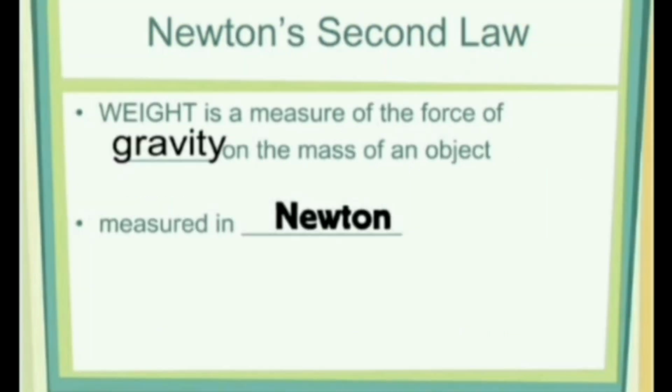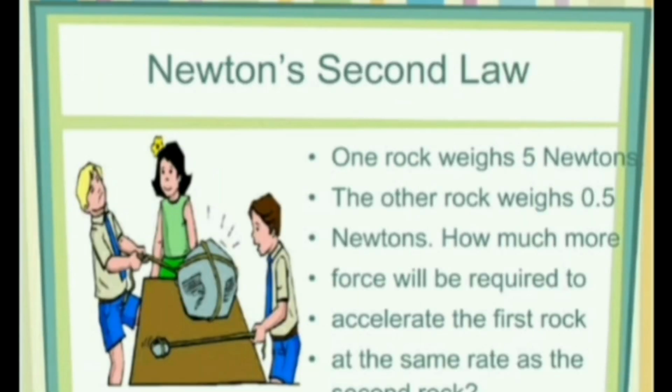According to Newton's second law, weight is a measure of the force of gravity on the mass of an object. It is measured in newtons because the force unit is the newton. One rock weighs 5 newtons and the other rock weighs 0.5 newtons. How much more force will be required to accelerate the first rock at the same rate as the second rock? 10 times as much.